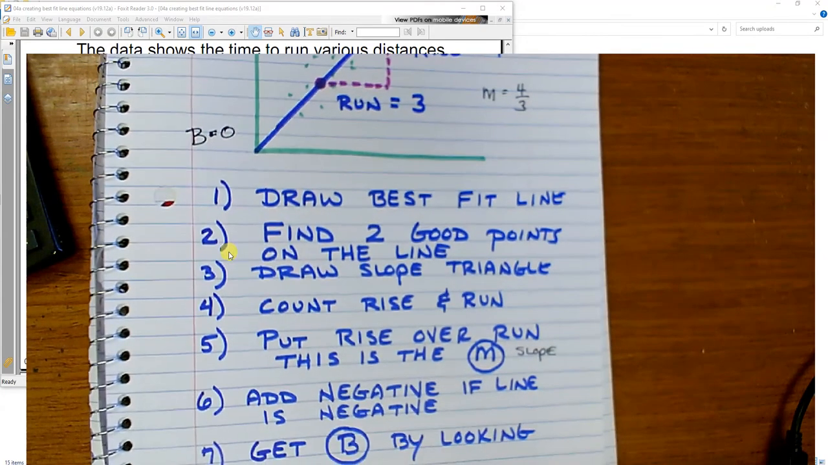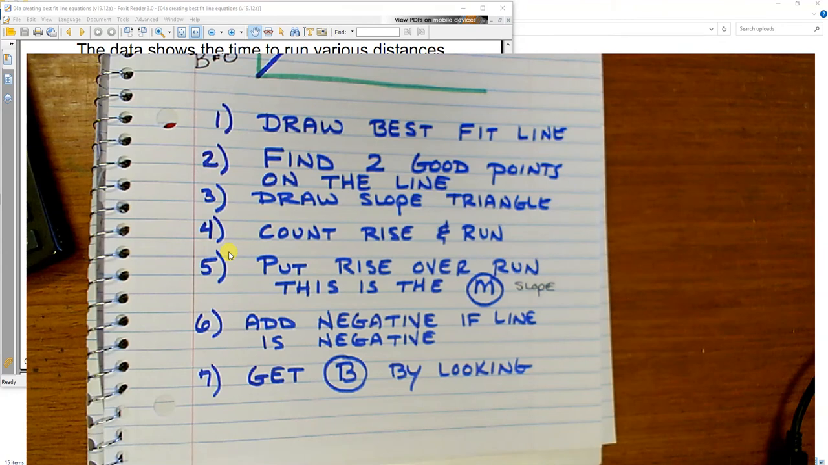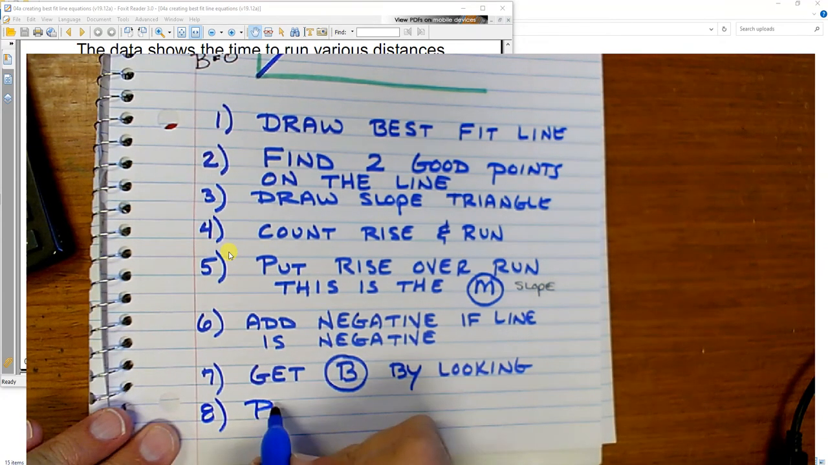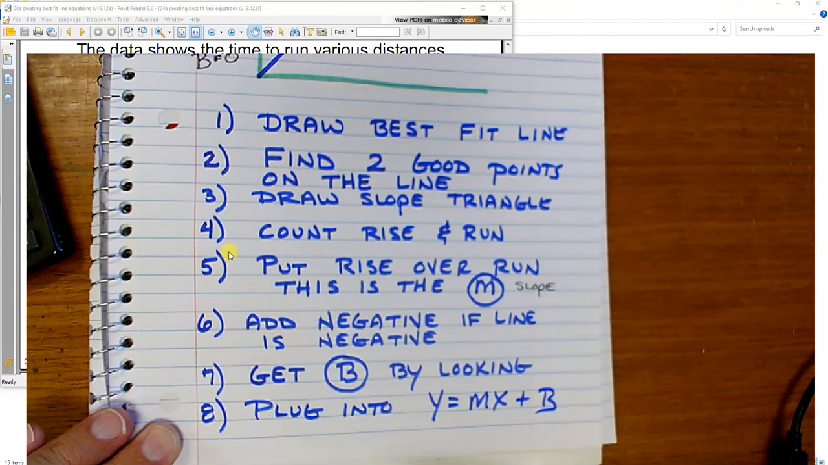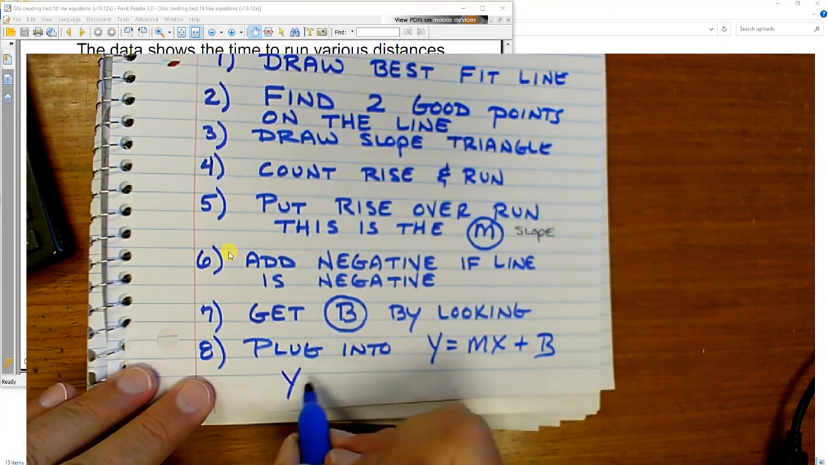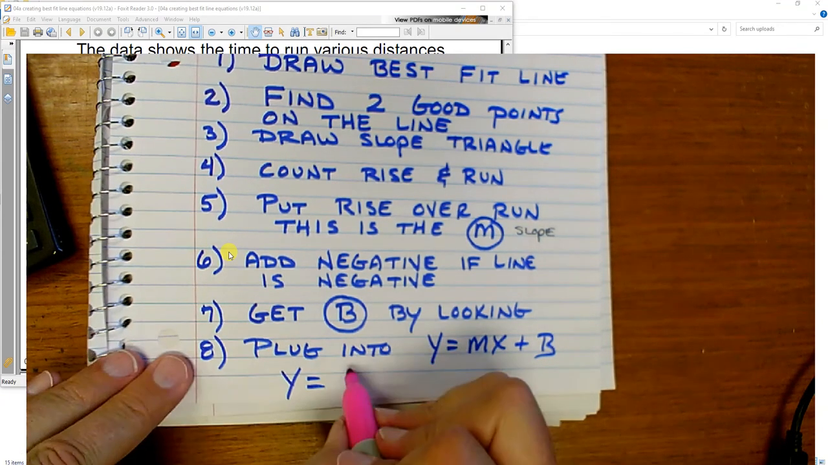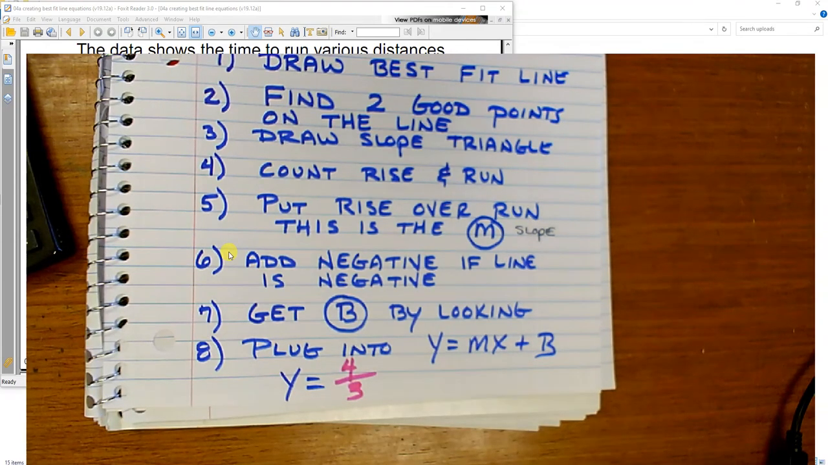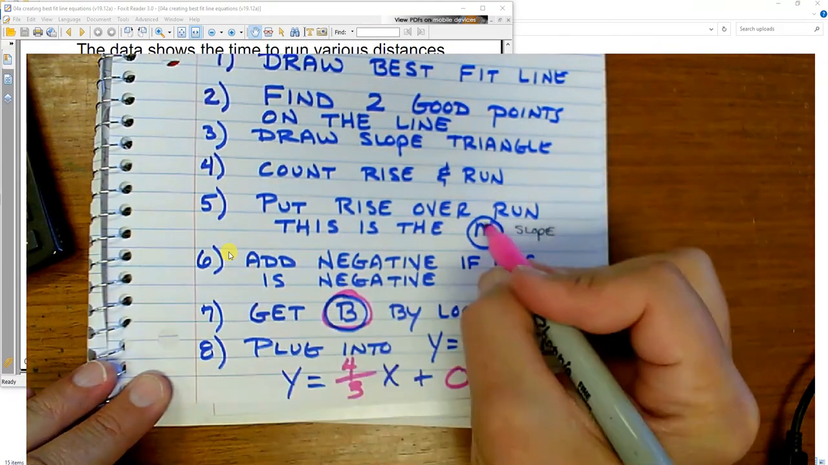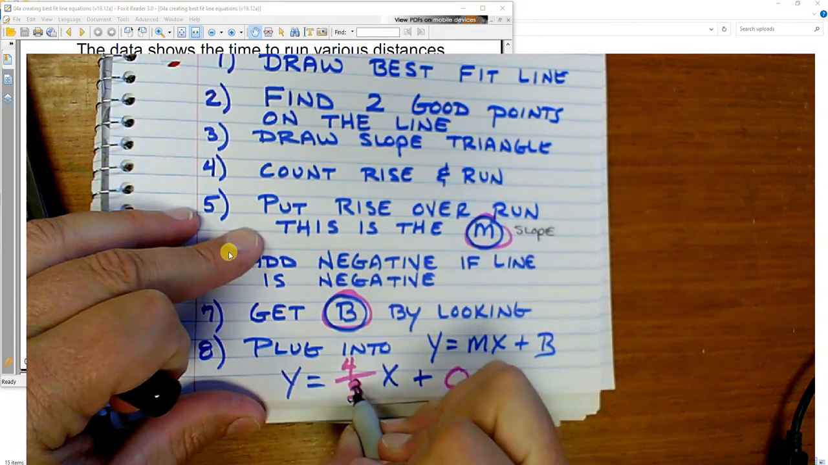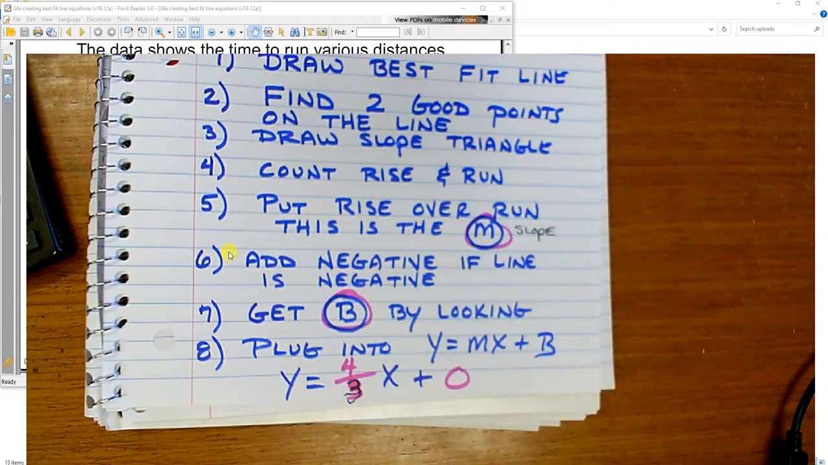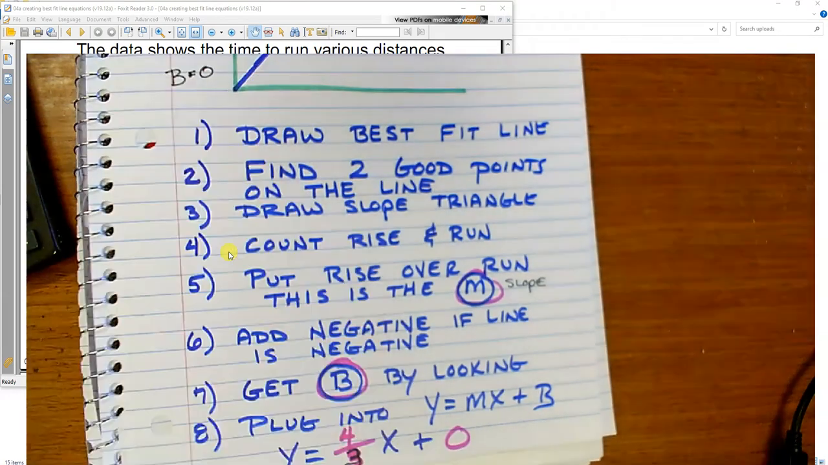And to finish it off, I plug it all into y equals mx plus b, which in this case would be y equals 4/3 x plus 0. I plugged in my b and I plugged in my m. 4/3, it's kind of hard to see that 3, isn't it? Let me darken that in. Y equals 4/3 x plus 0. Y equals the slope that I calculated and the b that I got by looking at it.